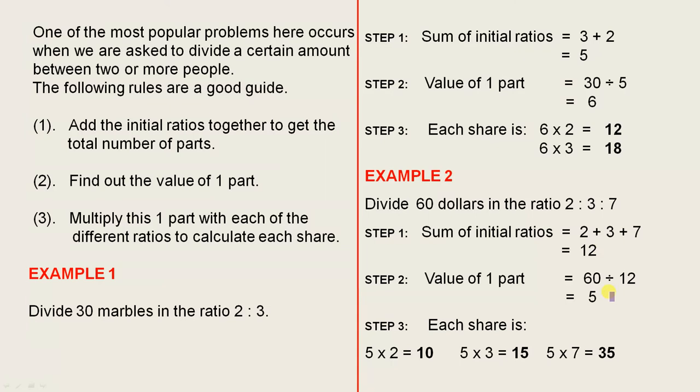The value of one part will be 60 divided by 12. That'll be $60 divided by the sum of the initial ratios. So the value of one part is 5.